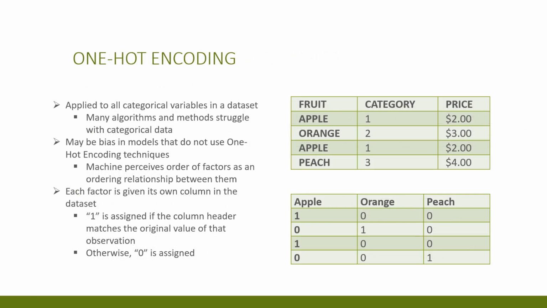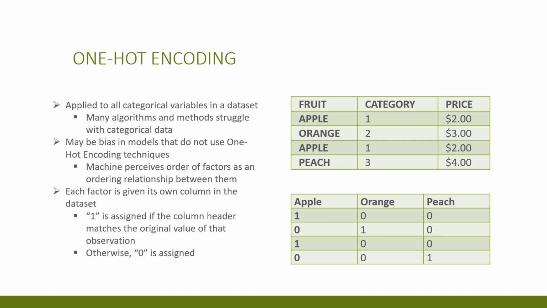Understanding matrices alone allows you to dive into concepts that are important in the data preprocessing stage of machine learning. One-hot encoding is a method that is applied to all categorical variables in a dataset, because many algorithms and methods struggle to deal with categorical data. There may be bias in models that do not use one-hot encoding techniques. The machine perceives the order of the factors as an ordering relationship between them. So as you can see on the right, apple is assigned to 1, orange is assigned to 2, and peach is assigned to 3. The machine processes them as if the peach is worth more than the apple or the orange, which is simply not the case. There's no value behind those categories.